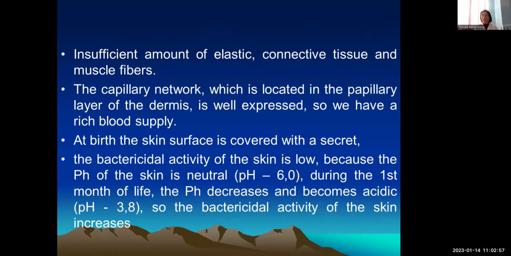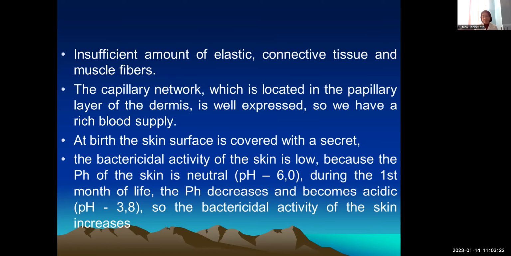Insufficient amount of elastic connective tissue and muscle fibers. The capillary network, which is located in the papillary layer of the dermis, is well expressed, so we have a rich blood supply. At birth, the skin surface is covered with a secret.